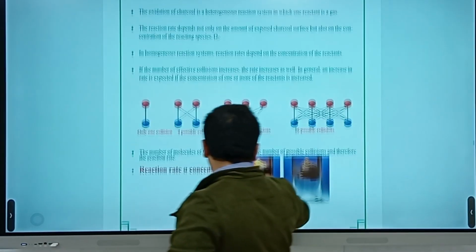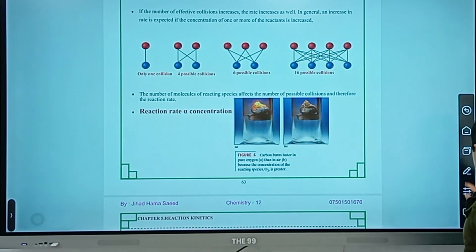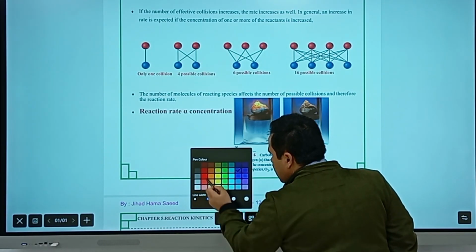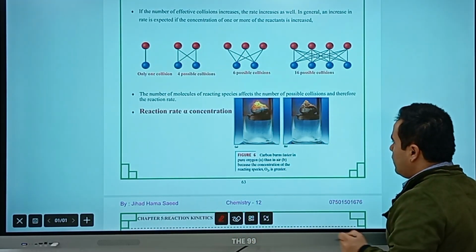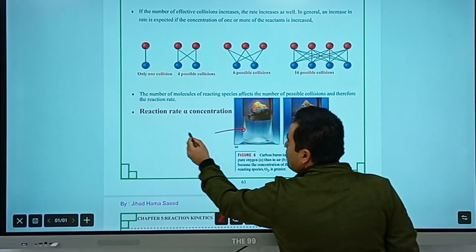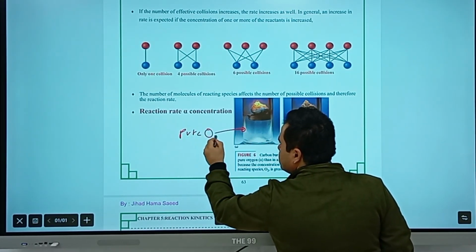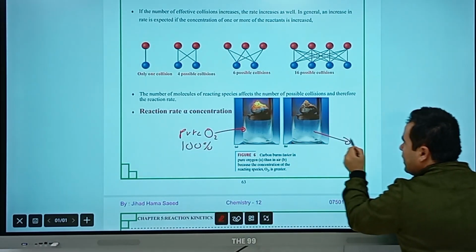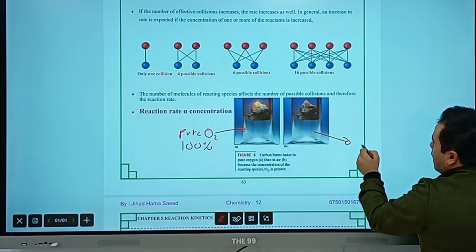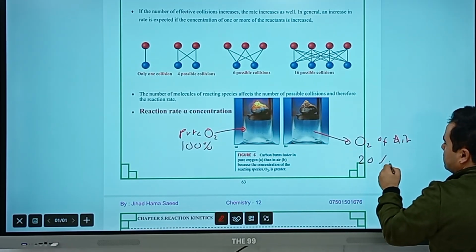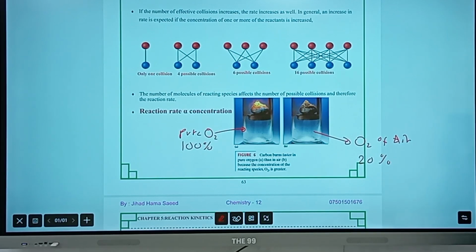Another example, which is given in this figure, guys, said we have two combustions of carbon. A, carbon combusted in pure oxygen, which is 100% oxygen. B, carbon combusted in oxygen of air, which is 20%. You know that the oxygen in air, its composition is 20%.